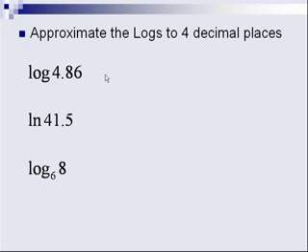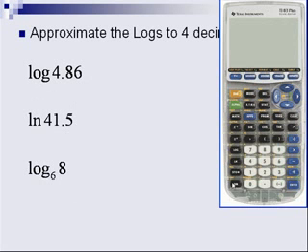So here's a couple of problems. Approximate the logs to 4 decimal places. So the log of 4.86. So let's go ahead and take a look at that one. I'll go ahead and bring up my calculator here and just type that in. So on this one we have the log of 4.86.